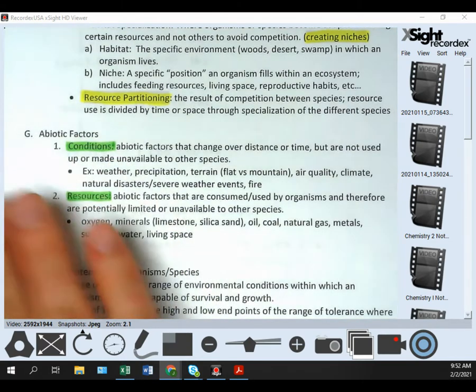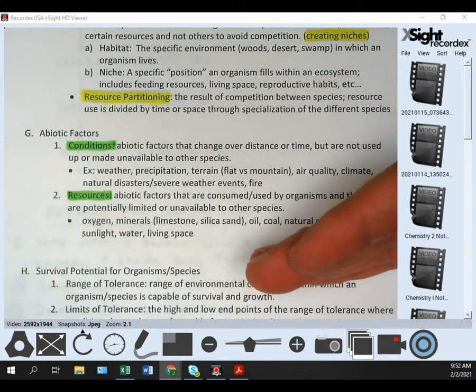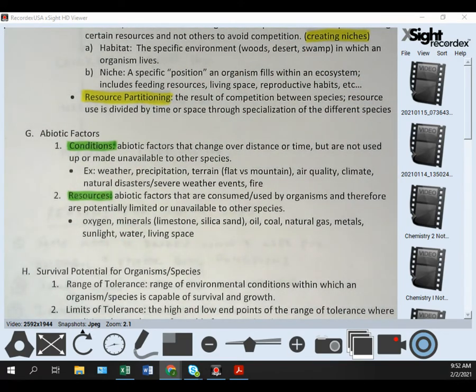So here we're talking about non-living factors, and we're splitting those into two categories: conditions and resources. Okay. Conditions are abiotic factors that change over distance or time, but are not used up or made unavailable to other species. So I've given a bunch of examples here: weather, precipitation, terrain would be like flat versus mountain, like the land type. Air quality, climate, natural disasters, severe weather events, fire, things like that.